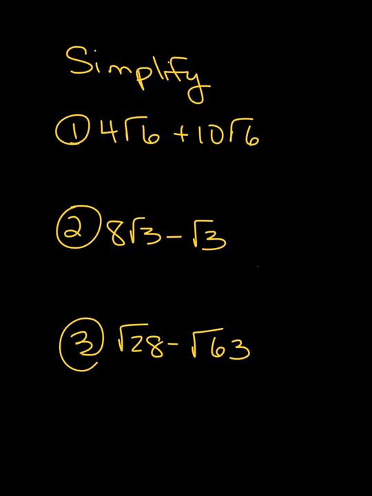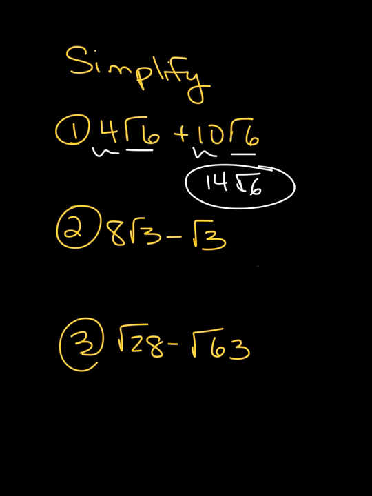Now because the root 6's are exactly the same, they're both radicals and they're the same value, I can combine what I have. So I take 4 plus 10, which gives me 14, and that root 6 stays exactly the same. So my final answer there is 14 root 6.